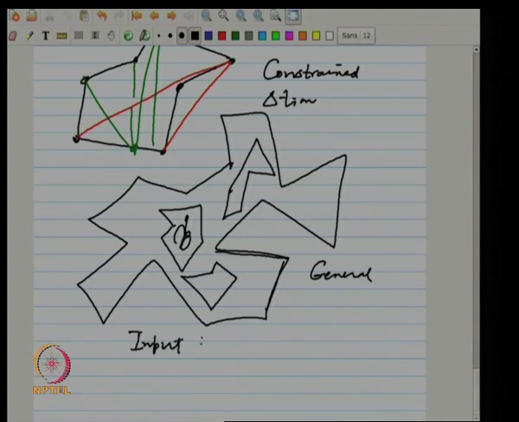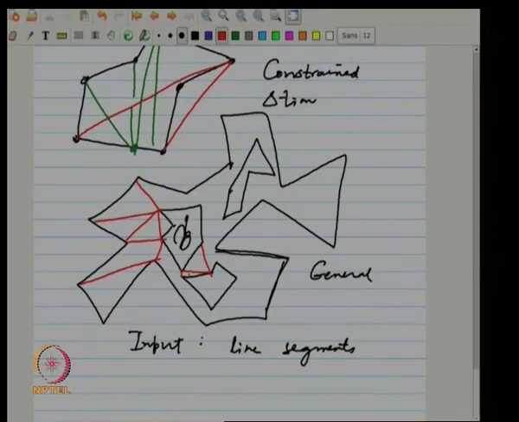So, input is given in terms of line segments, and we would like to introduce some kind of edges to triangulate this whole thing. We will take up this problem tomorrow, and we will establish a nice reduction between the ray shooting problem and the triangulation problem. But before that, I will leave you with something to think about.